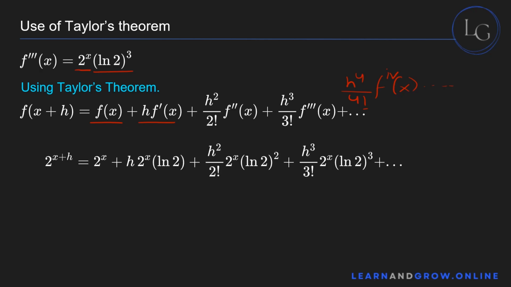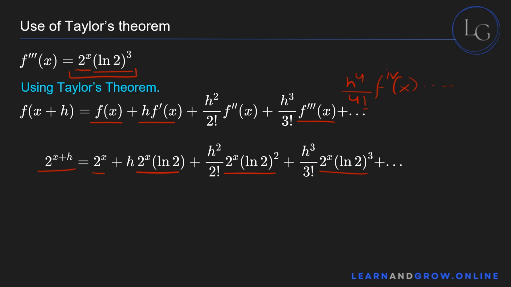You can see the pattern here, and so you see the left hand side is just the original function, and f of x was equal to 2 raised to the power x, h into f prime of x. F prime of x was 2 raised to the power x into the natural log of 2, and then you replace f double prime of x with what we found earlier, 2 raised to the power x into the natural log of 2 whole squared, and so forth. You can see that f triple prime of x was equal to this, as you can see over here, and so forth.